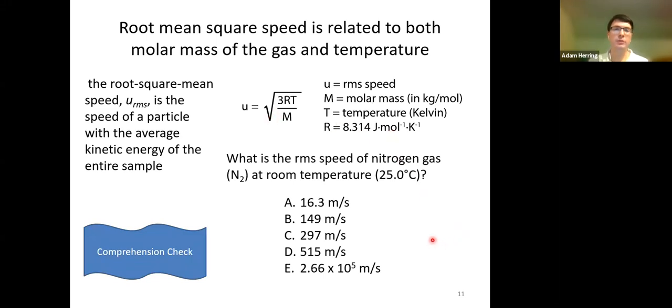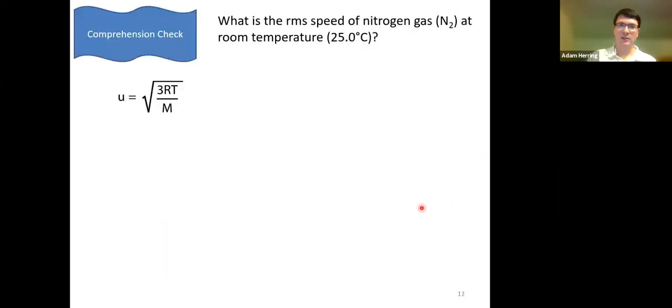So determine the root mean square speed of nitrogen gas at room temperature. Pause the video and try this on your own, and then I'll walk you through a solution. Welcome back. So let's make this calculation.